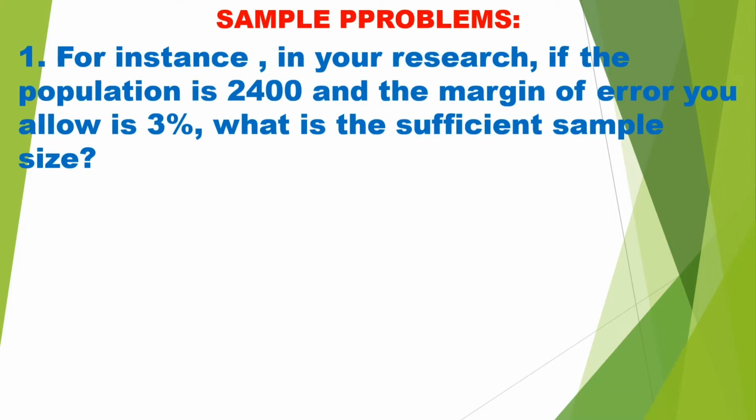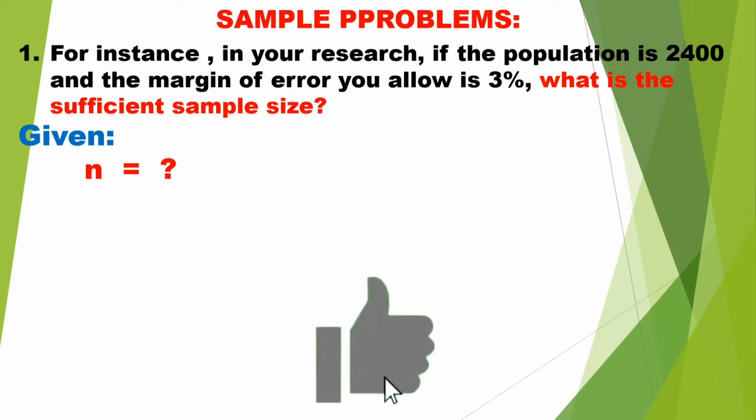Let us illustrate further Slovin's formula by answering some problems related to determining the sample size. Number 1, for instance in your research, if the population is 2,400 and the margin of error you allow is 3%, what is the sufficient sample size? To solve for the suggested or sufficient sample size for the population of 2,400, first read and understand the problem and write the given.